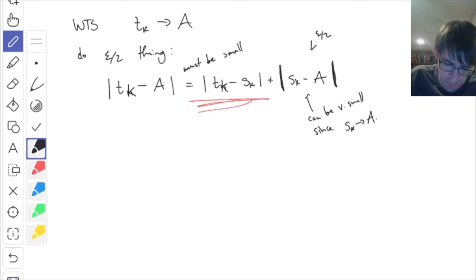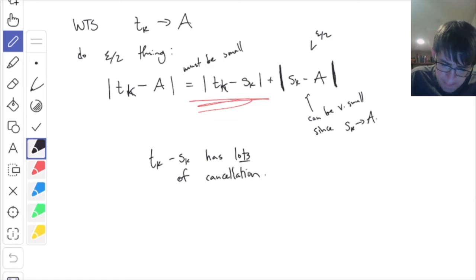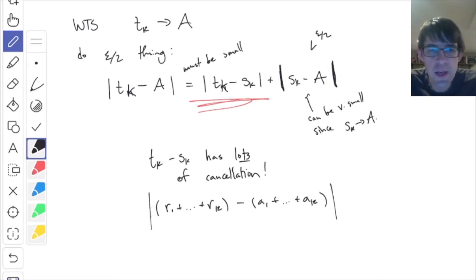So Tk minus Sk, can I just say this has lots of cancellation. When you subtract, because Tk looks like R1 plus blah, blah, blah, plus Rk, and then you're subtracting A1 plus blah, blah, blah, plus Ak, right? That's what Tk minus Sk looks like. And the R's and the A's, they are the same, but in a different order.